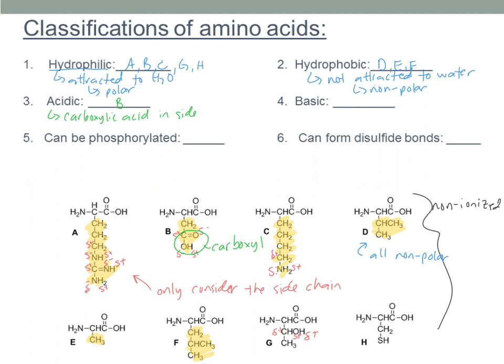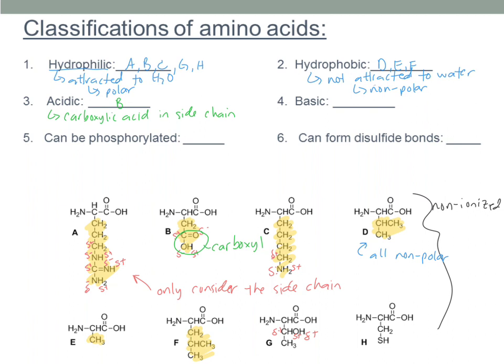And again, you'll notice that I am only looking at the side chain. I'm only looking at the side chains here. I'm not looking at the whole amino acid, because otherwise all of them would have carboxyls, and you'd say all of them are acidic, right? They all have a carboxyl in them, just not all of them have a carboxyl in the side chain.